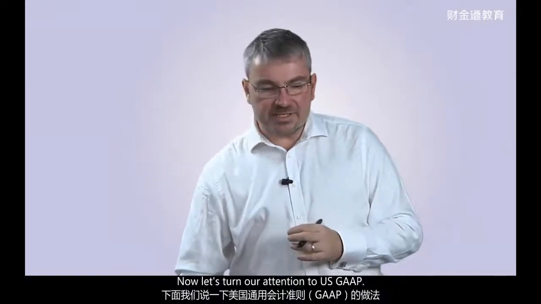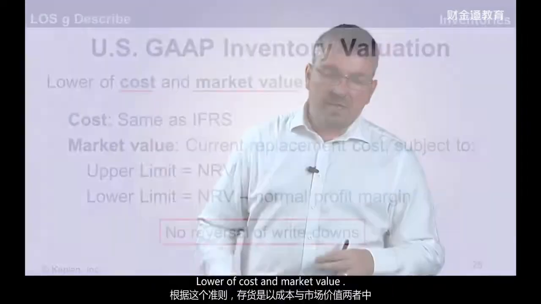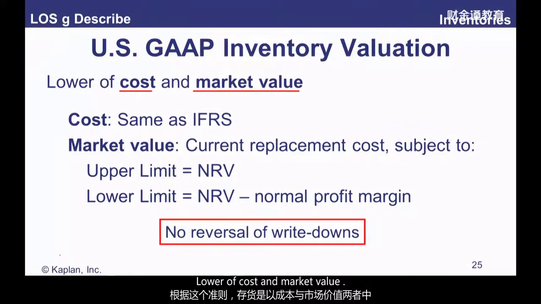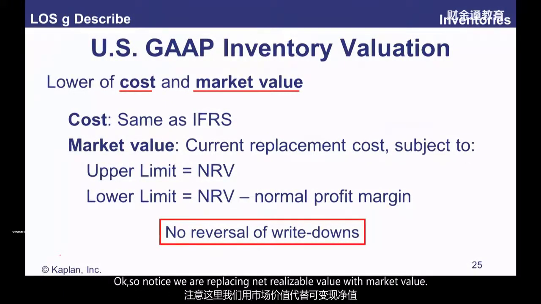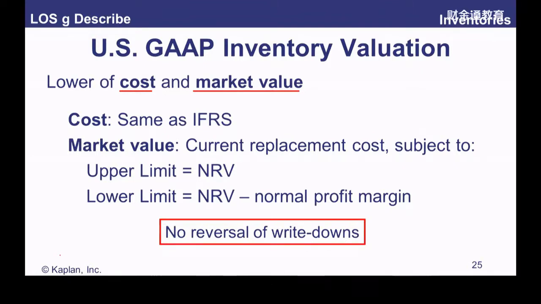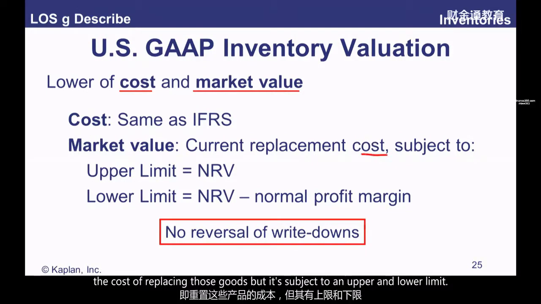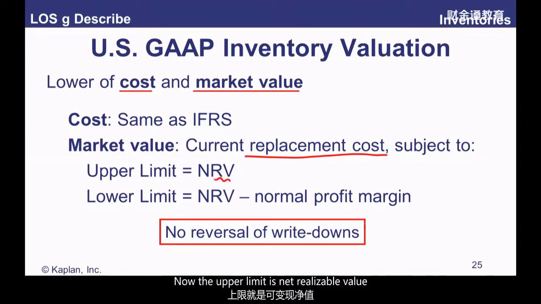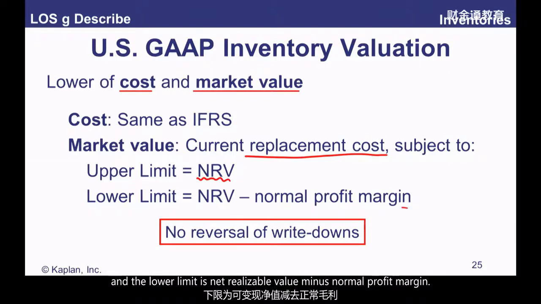Now let's turn our attention to US GAAP. Lower of cost and market value is the rule. Okay, so notice we're replacing net realizable value with market value. Cost is exactly the same as IFRS, the standard cost of producing your goods. But what is market value? Essentially it's replacement cost, the cost of replacing those goods, but it's subject to an upper and a lower limit. Now the upper limit is net realizable value, and the lower limit is net realizable value minus normal profit margin.